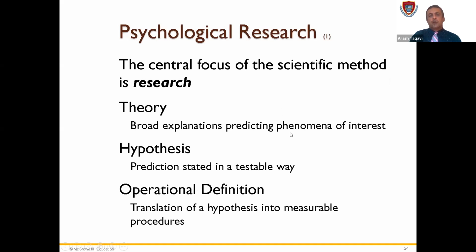In psychological research, the central focus of the scientific method is research. Theory is a broad explanation predicting phenomena of interest. It is the scientific and very acceptable definition of theory. What is a hypothesis? A prediction stated in a testable way. The difference between hypothesis and theory is that when you have a hypothesis, you should have some tools for testing it. Hypothesis testing is the step between your hypothesis and accepting or rejecting it. In the middle part, you should have some test about the hypothesis. It is called hypothesis testing.